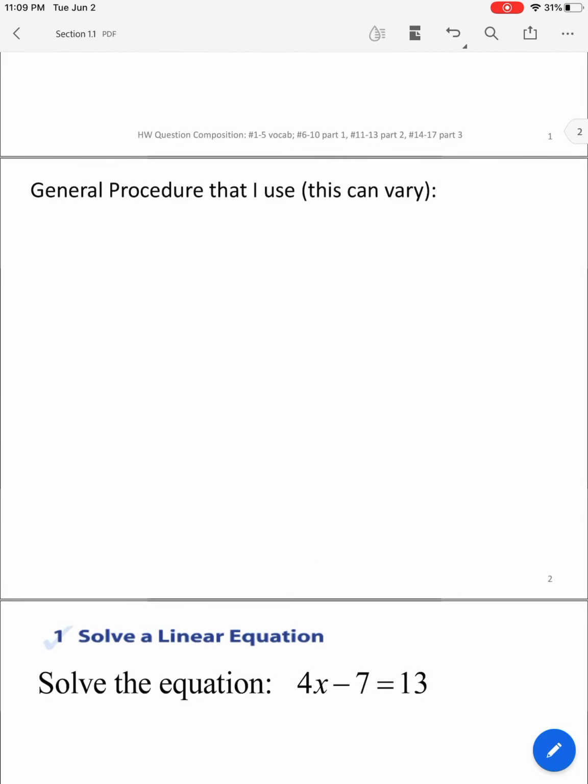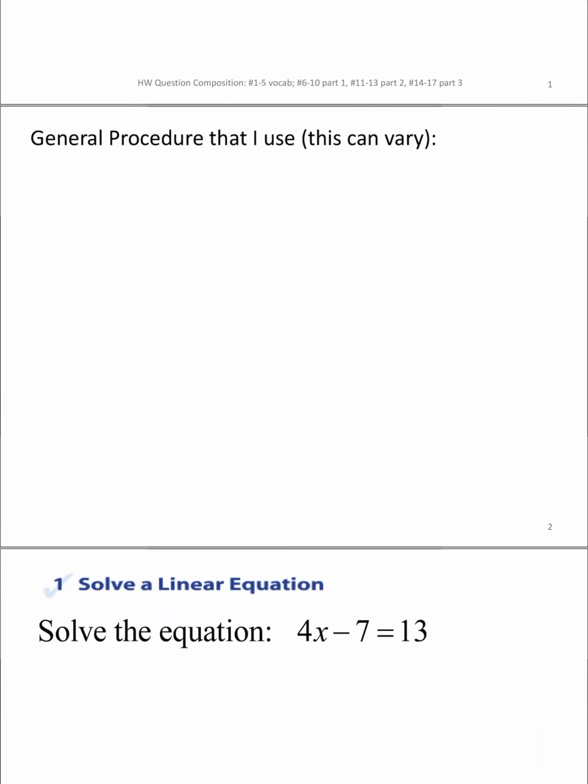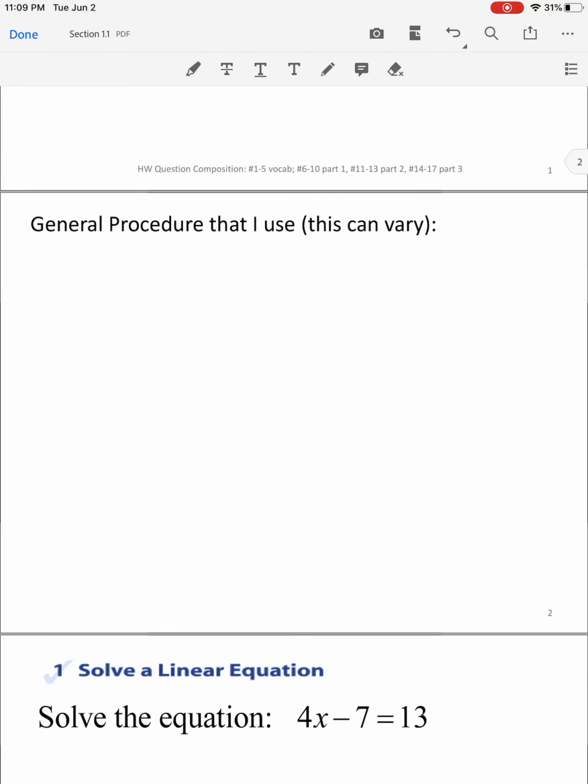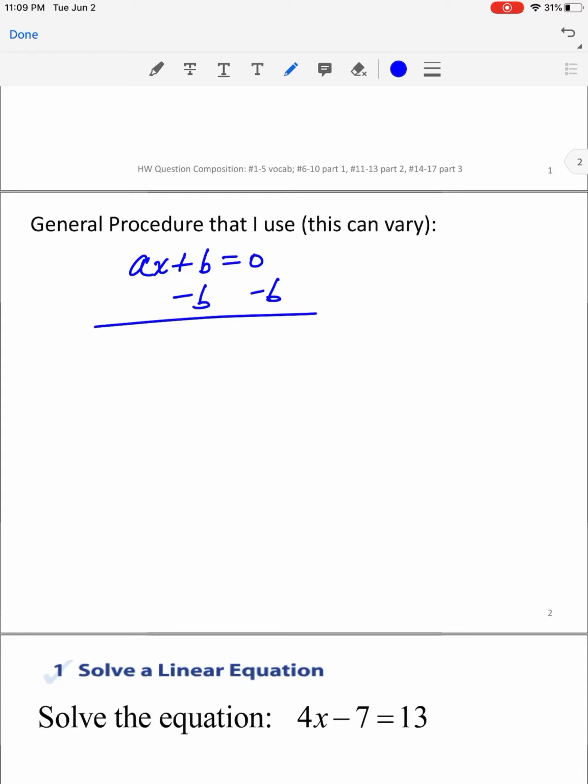Alright. The goal of linear equations is to get the variable by itself. So let's say we have our linear equation in its generic form. The goal is to get the variable x by itself. There are several things that you can do, but you want to make sure you do it on both sides of the equal sign every time to maintain equality. So the first thing we're going to do is subtract b from each side.